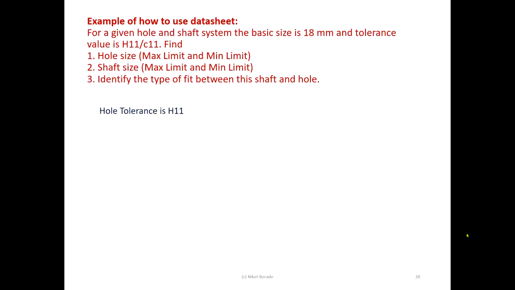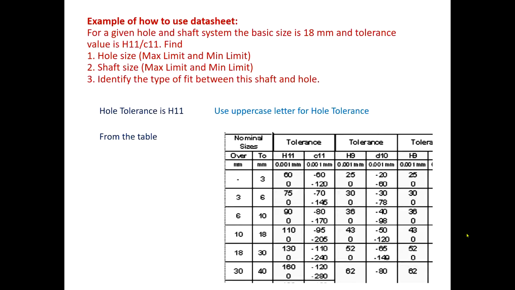So the hole tolerance is H11. Uppercase letter, why do we say it? Because uppercase letter is for the hole tolerance. Now from the table, I'm just taking the zoom in view of the table here. We go for the H11, and the basic size is 18. So I should be in this row, 10 to 18, and in this H11 column. Don't go to the next, because the number 18 is here also.